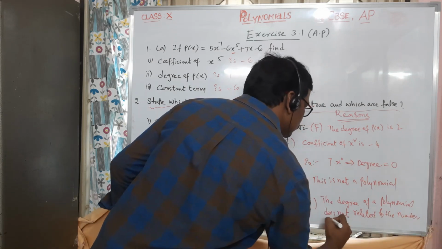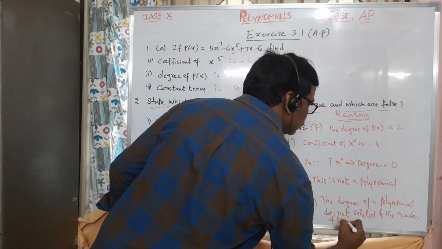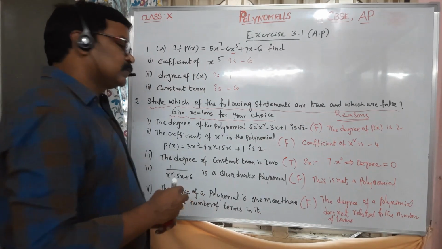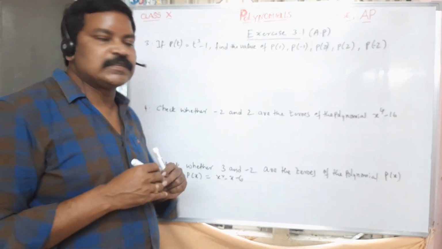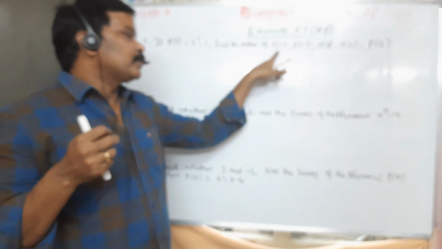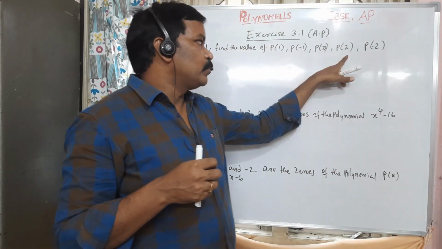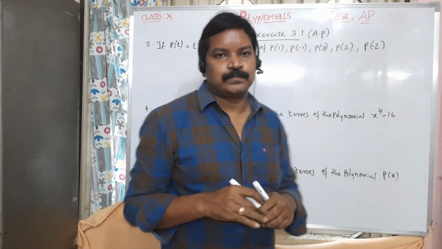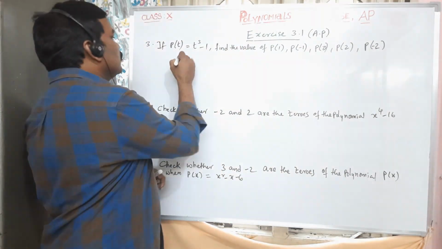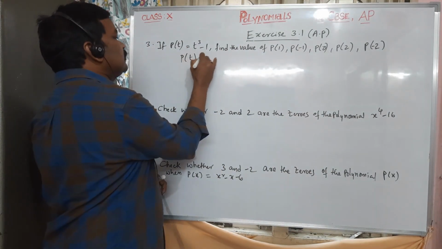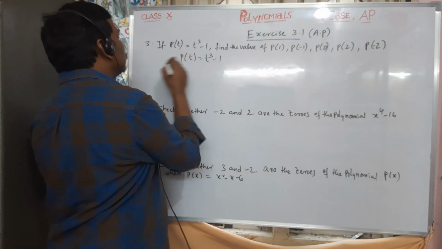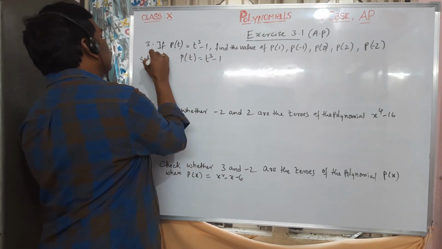Does not relate to the number of terms. The third sum is like this. If p of t is equal to t cube minus 1, find the value of p of 1, p of minus 1, p of 0, p of 2, p of minus 2. See, what is the given polynomial here? t cube minus 1.